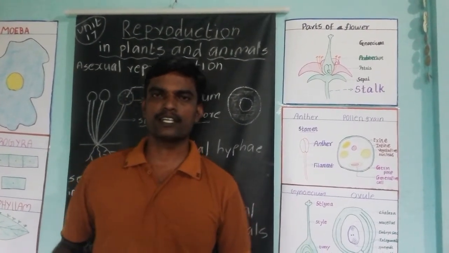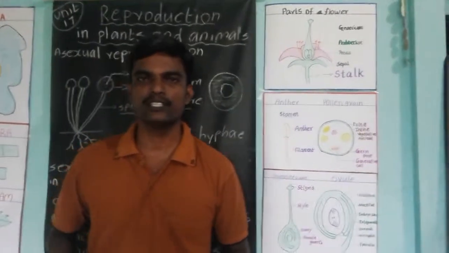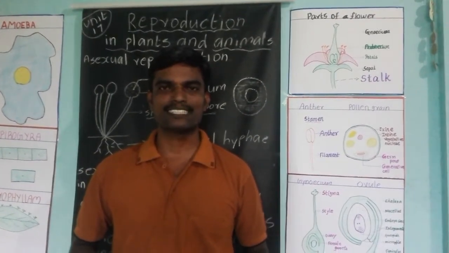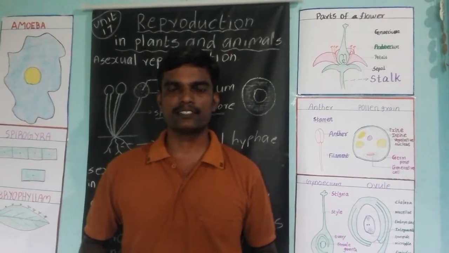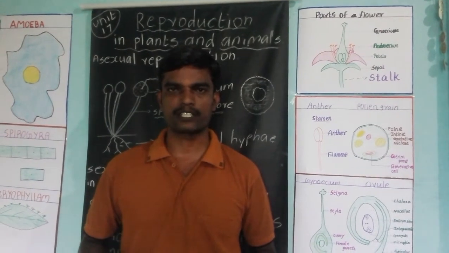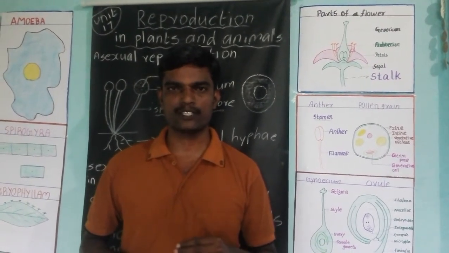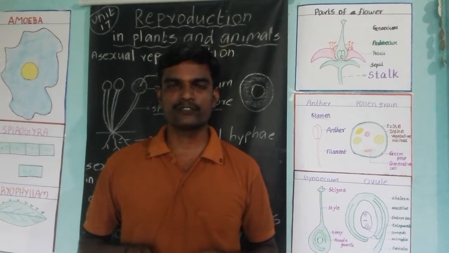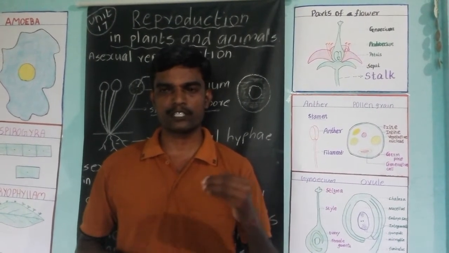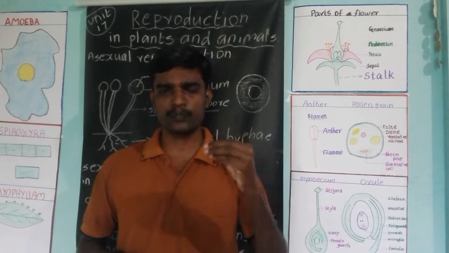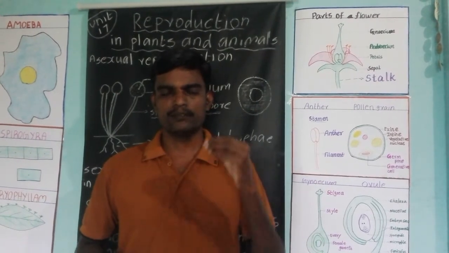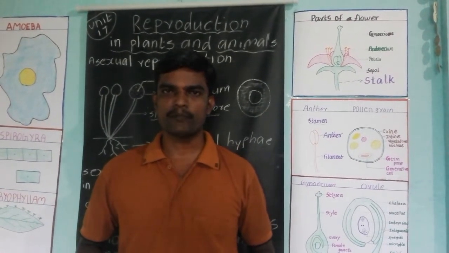Hi students, in the last class we studied vegetative reproduction, and in this class today we are going to study sexual reproduction and asexual reproduction. First let me explain what asexual reproduction is. In asexual reproduction there is no need for fusion of male and female gametes, and the offspring looks exactly like the parent, and spore formation occurs in asexual reproduction.